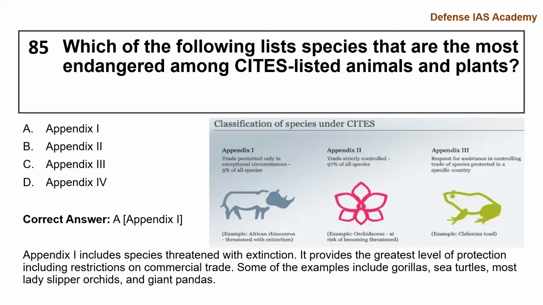If you see the classification of species under CITES, you can see that in Appendix 1 you have the species that are threatened with extinction. So the trade is controlled to 3% of all the species, and in Appendix 2 the trade is strictly controlled to 97% of all the species. The Appendix 2 species are at the risk of becoming threatened, and the Appendix 3 species are protected. Their trade is controlled inside a specific country. The trade of the species is protected in a specific country.